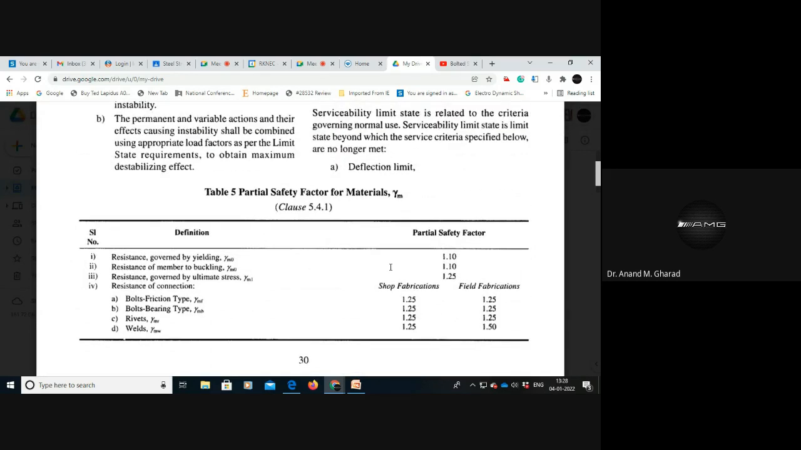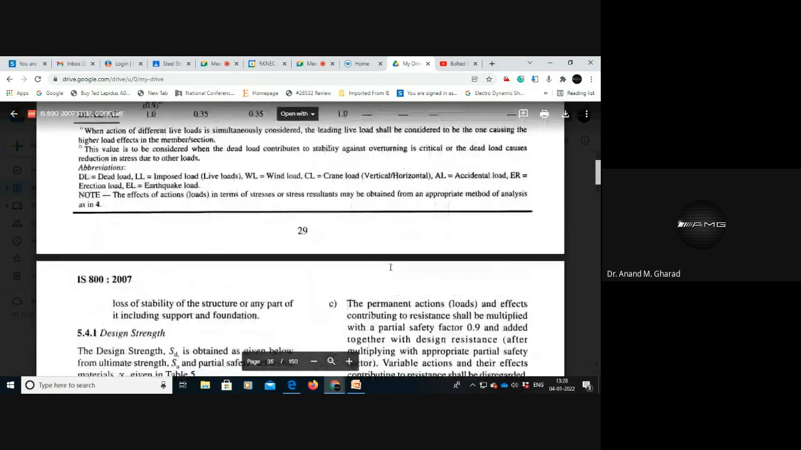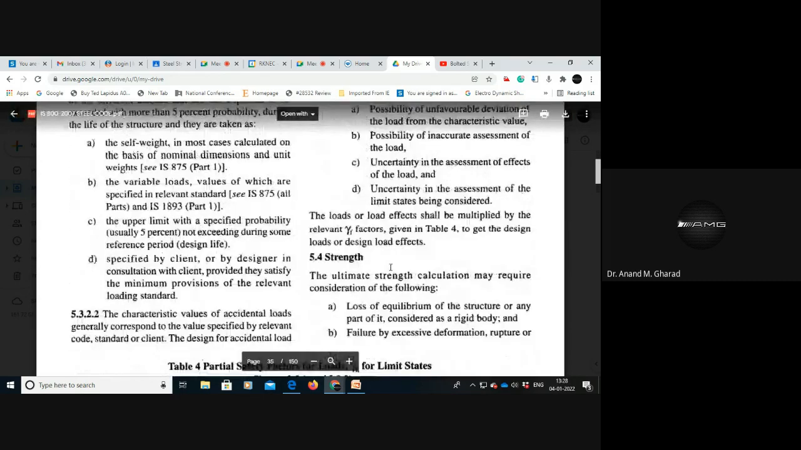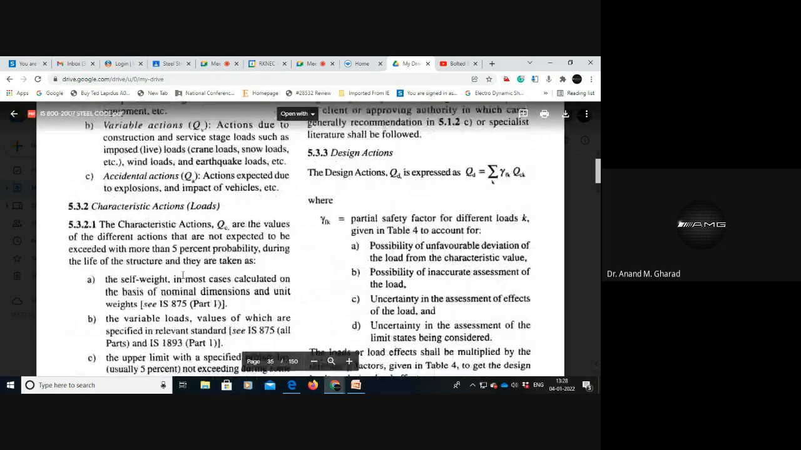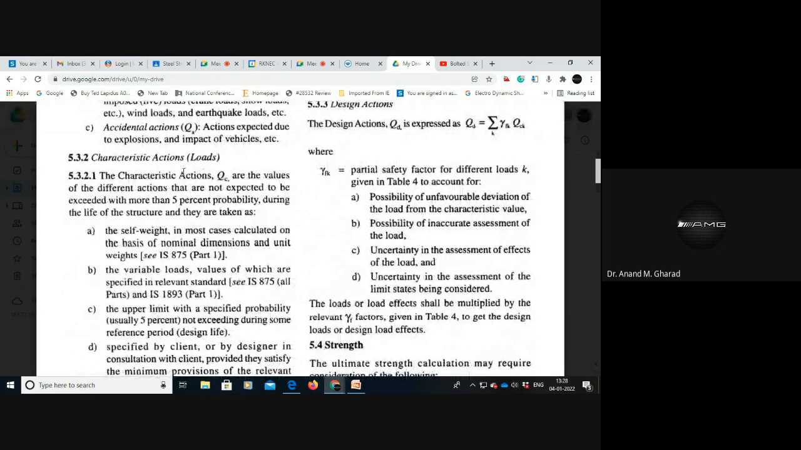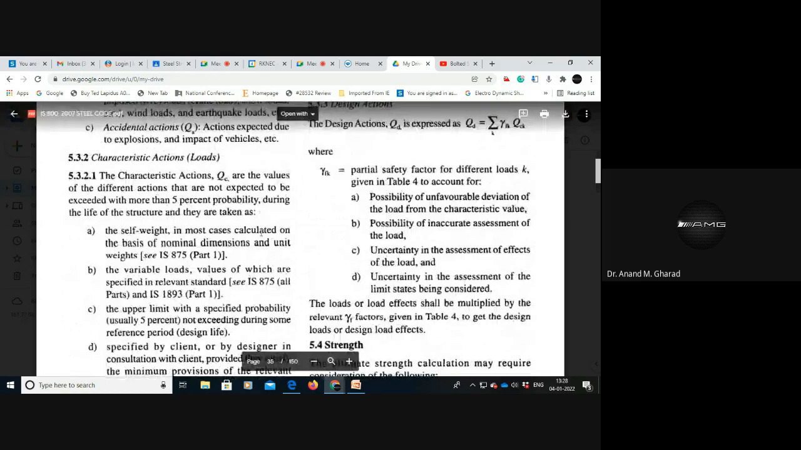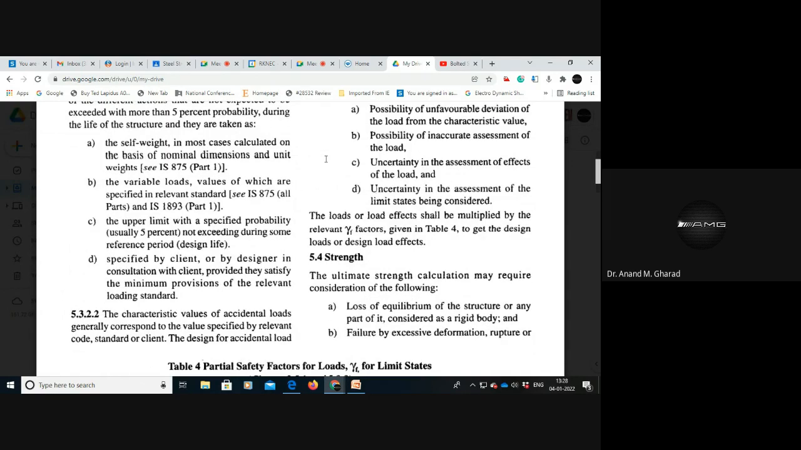Got it? Okay? So characteristic action loads, तो ये जो है इसका explanation है. Okay, and you can see how these characteristic values are used in order to calculate the design values, that is design load and design strength.